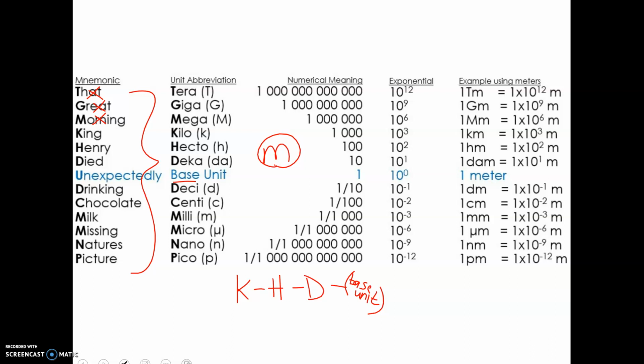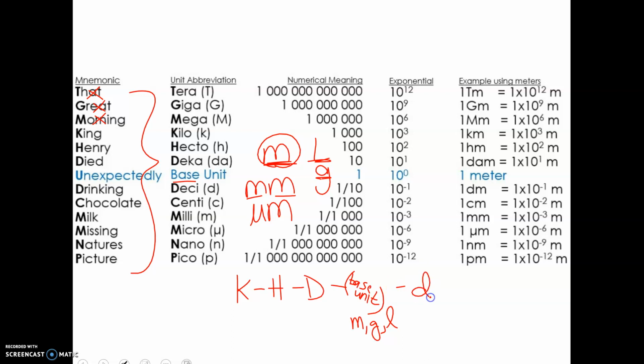The second letter is a prefix. So if I have mm, it's millimeter. If I have the Greek mu, m, that's micrometer. But if I just have m by itself, or L by itself, or G by itself, this would be a meter, or a liter, or a gram, the base unit, without a prefix. So King Henry died, basically, would be like meter, or gram, or liter, without any prefix.